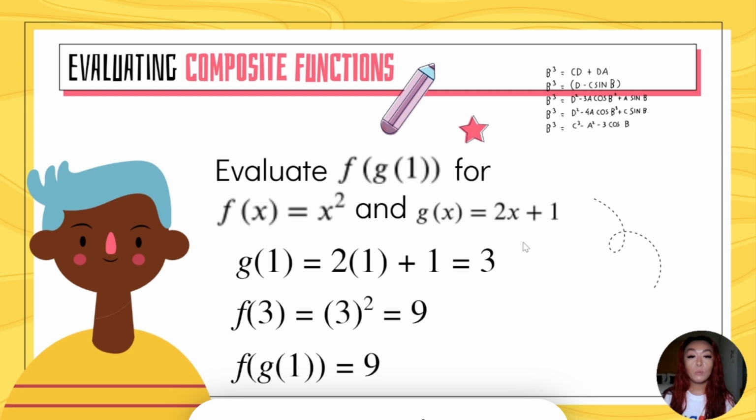All we did is we found g of 1 first, and we took that result, which was 3, and substituted it into f of x.